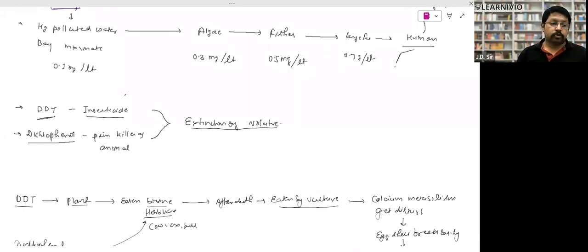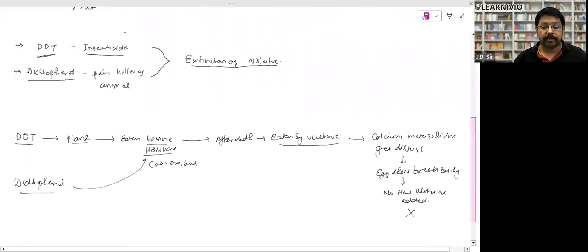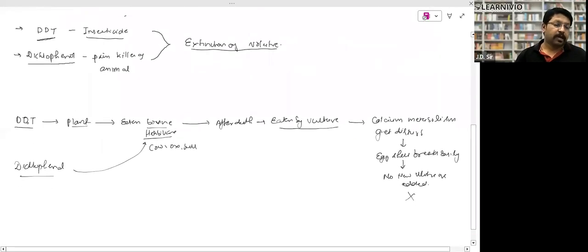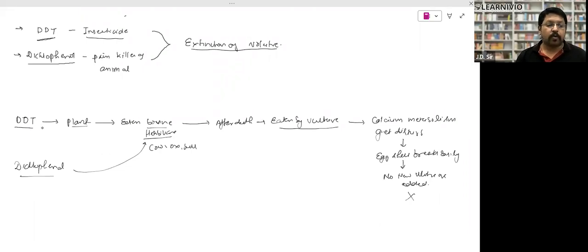Why? When the government came to know that the vultures are vulnerable, getting extinct, endangered, what happened? These two medicines were banned because they are the reason behind the extinction of vultures. Now, how do they become the reason? DDT used to be sprayed on plants as it was an insecticide. Accumulation of DDT takes place in the plant body. From the plant body, it is eaten by the bovine, meaning herbivore animals.